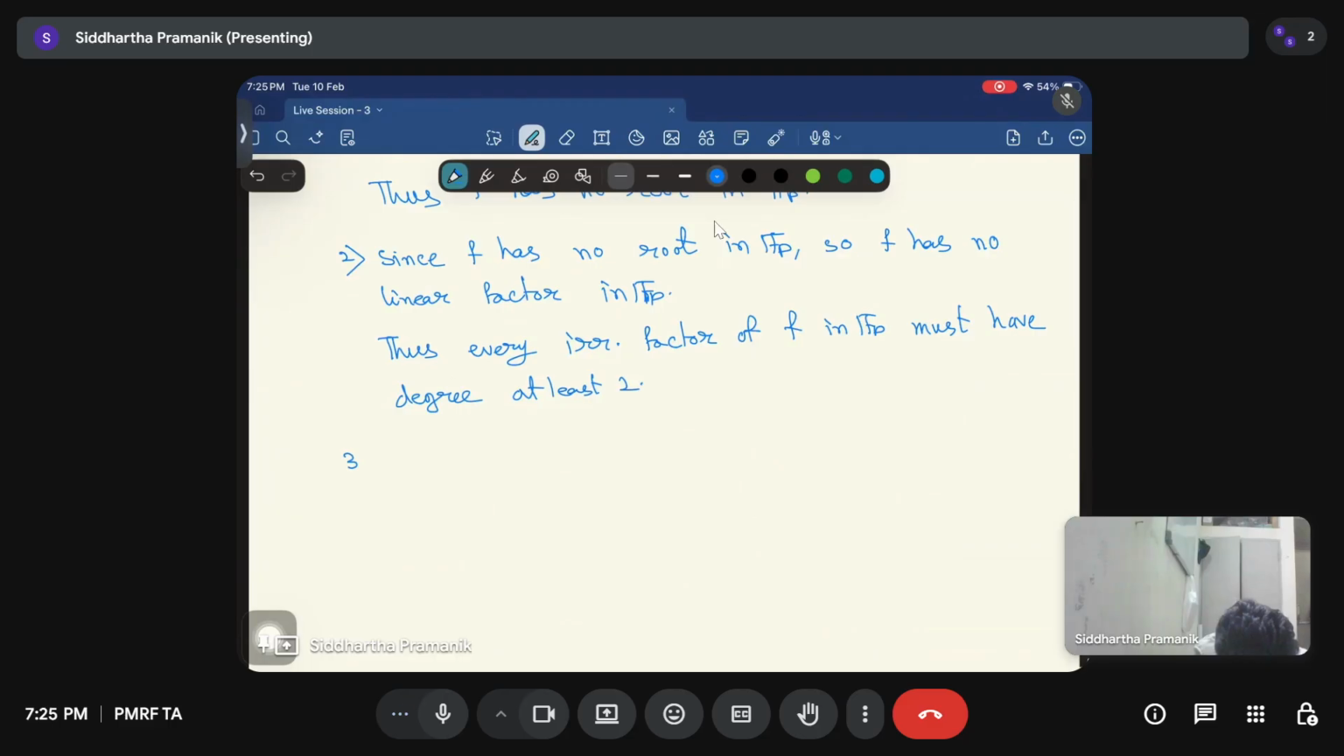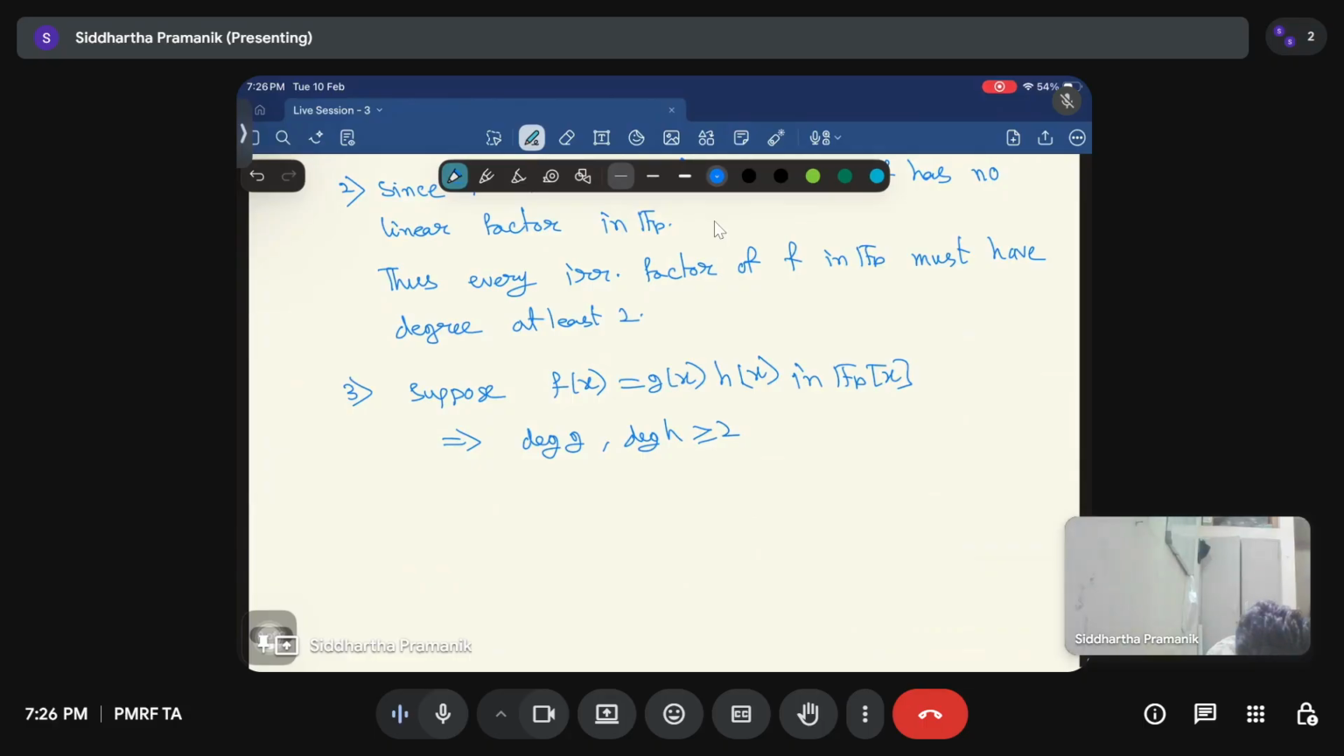So suppose, the last part, suppose f is not irreducible. So suppose f(x) is some g(x) times h(x) in Fp[x]. This will imply the degree of g as well as the degree of h is at least 2, by the previous paragraph. So we already know the roots of f, and how it looks. So how does this h(x) look like?